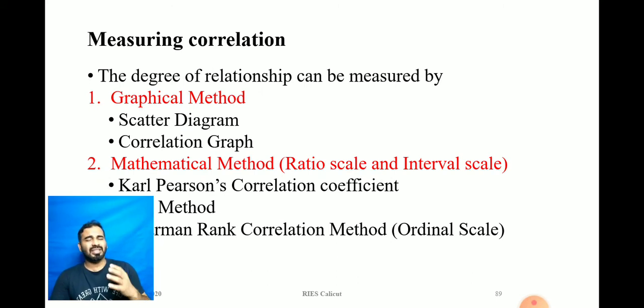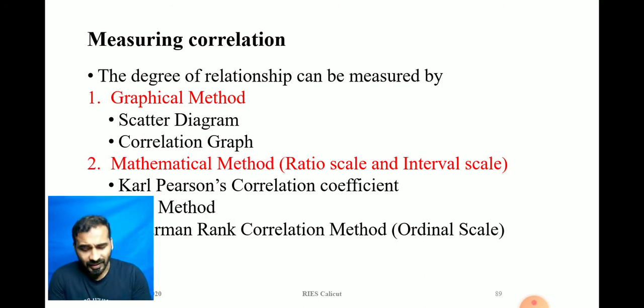Now, coming to how to measure the correlation. We have discussed direction and the form of a correlation. Now we are coming to the degree of a correlation. How can we find out to what extent the two variables are related? For that we can use certain correlation measures. Broadly, the correlation measures can be categorized into the graphical method and the algebraic or mathematical method. The graphical methods are the scatter diagram and the correlation graph. From these we can find out the direction of a relationship.